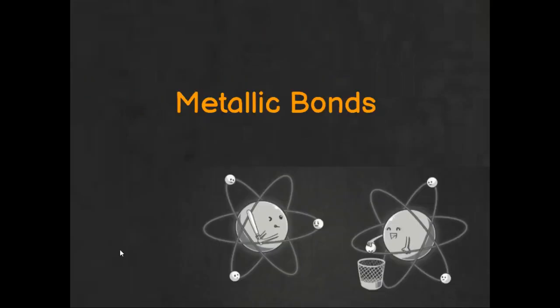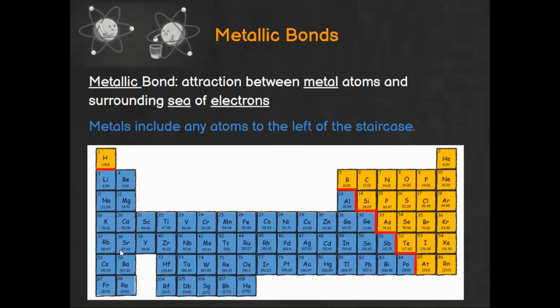Now we're going to talk about metallic bonds. A metallic bond is an attraction between a metal atom, only metal atoms, and a surrounding sea of electrons. So before, covalent was dealing with all the orange elements, now metallic bonds are going to be dealing with all the blue elements. These are the metals, and they're usually on the left of the staircase.